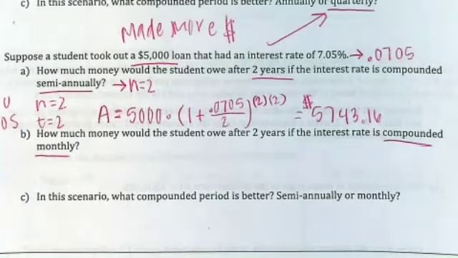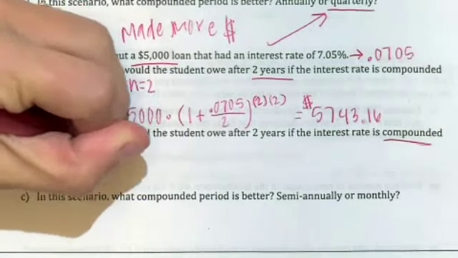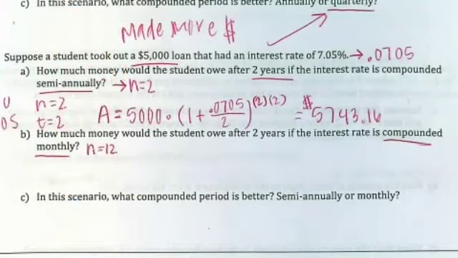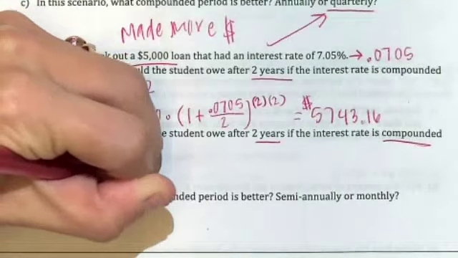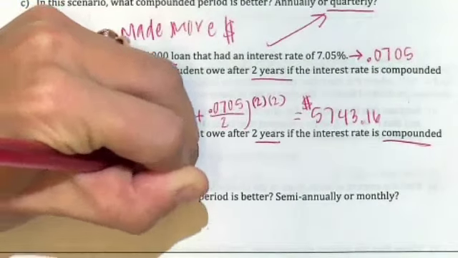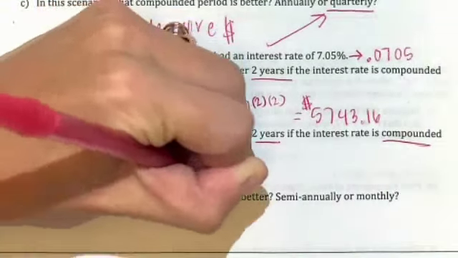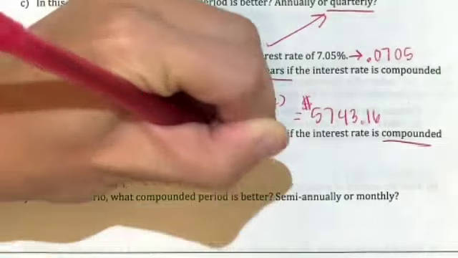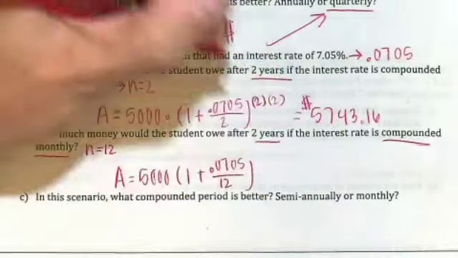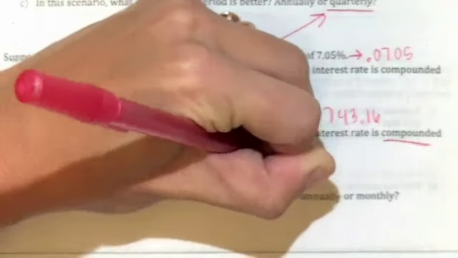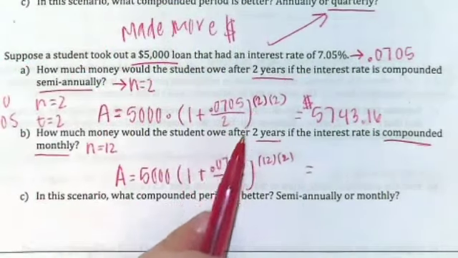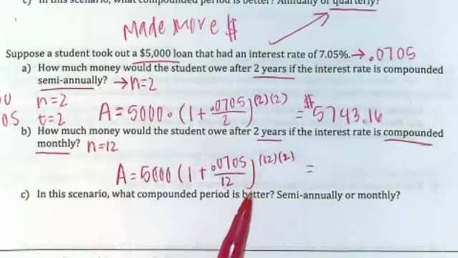Monthly, there are 12 months in a year, so in here would be 12. Everything else is going to be the same, still 2 years. It's basically just presenting a different scenario to you to see how, if you're given the same rate and all of those things, but it's compounded differently, that can really impact the ending amount. So the only thing I'm changing here is the end from 2 to 12.